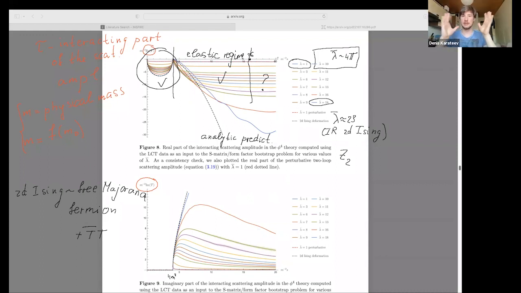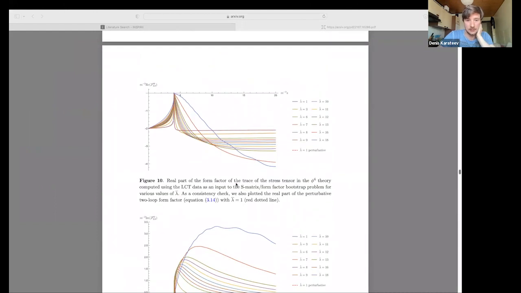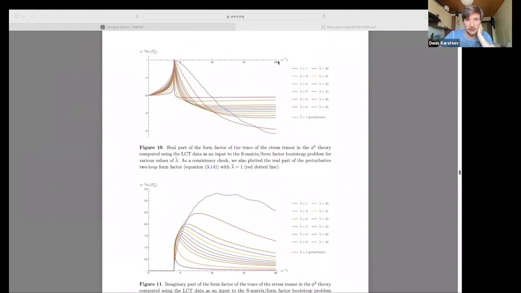Good. So this is the example. Even though all the tools in principle are in the market for computing sketching amplitudes in phi to the four theory in 2D, to the best of my knowledge, it hasn't been done. If someone knows some old results, please let me know. I'd be happy to compare these plots. This was the sketching amplitude, and let me also show the form factors. Here are the form factors.